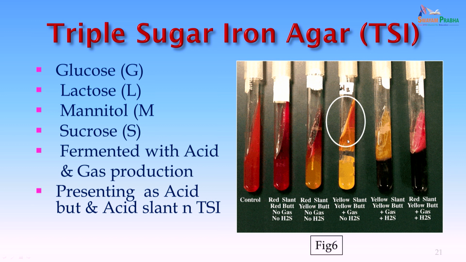Triple sugar iron agar can also be used to detect H2S. So, if there is H2S production, it gives a black color in the medium. This particular organism did not give us any H2S production. So, there was no black color in the medium. If a sugar is not fermented, color of the medium stays pink in color.